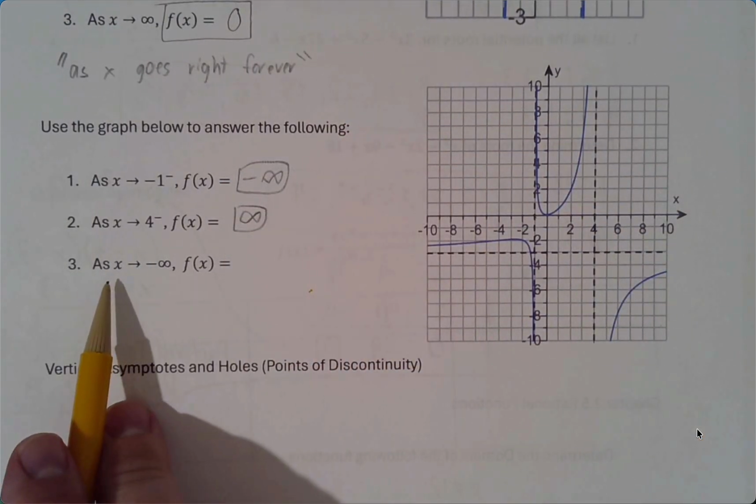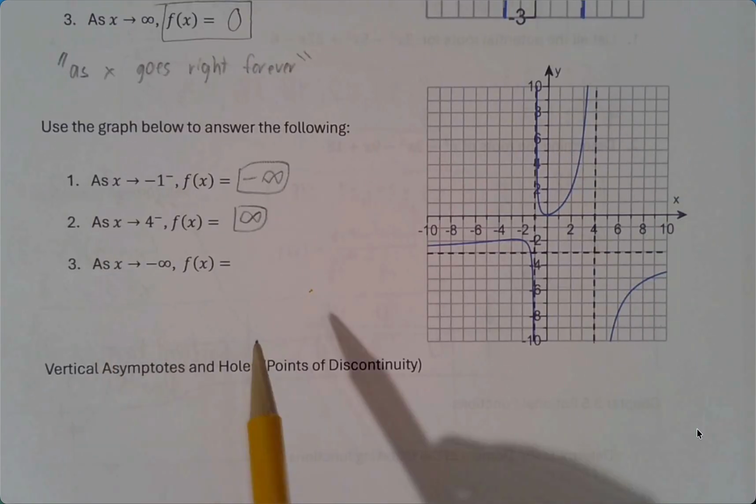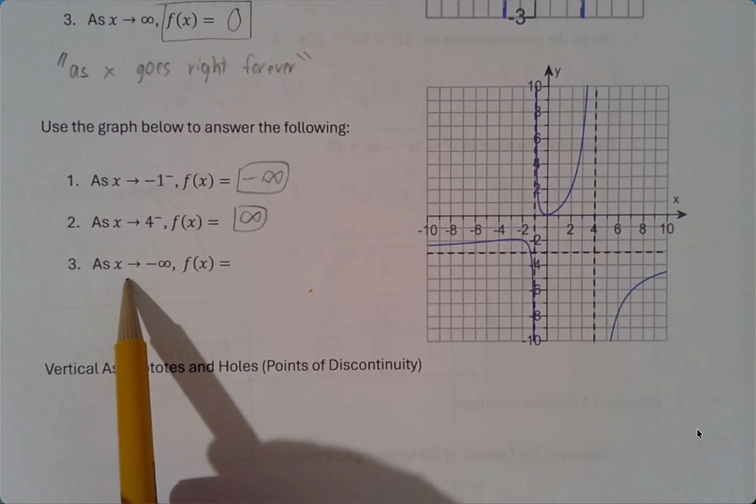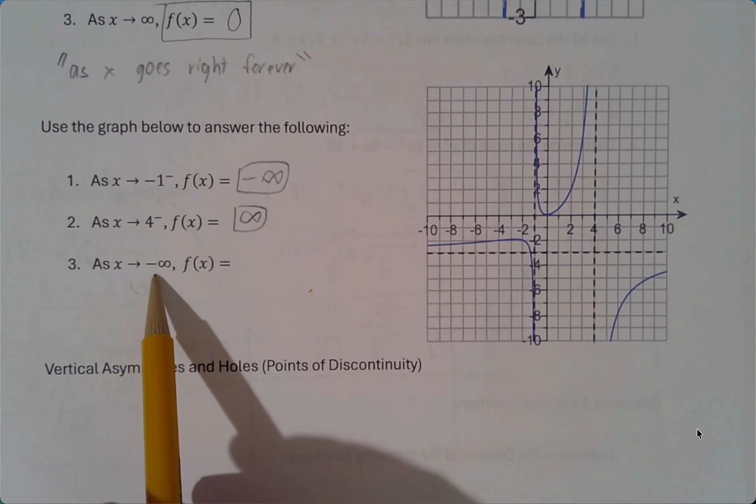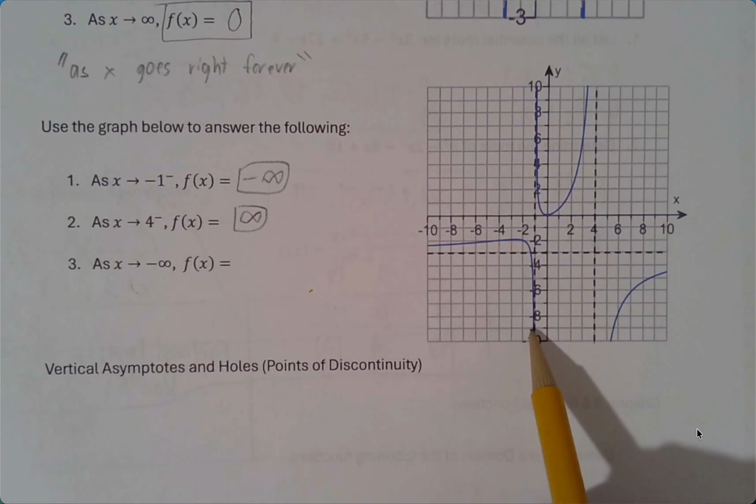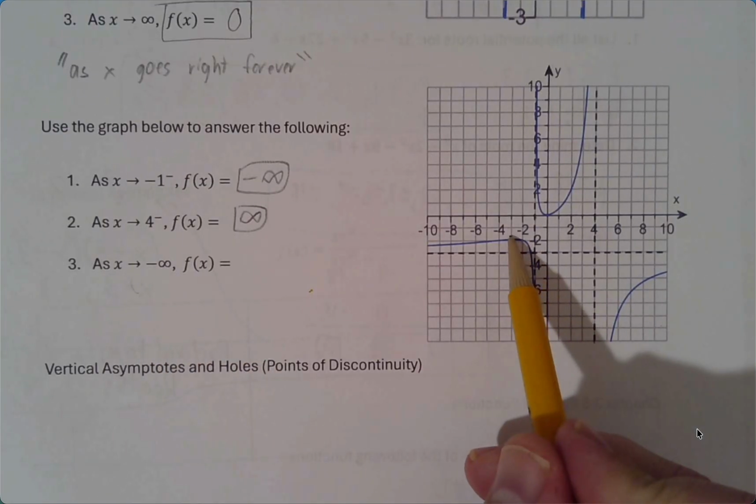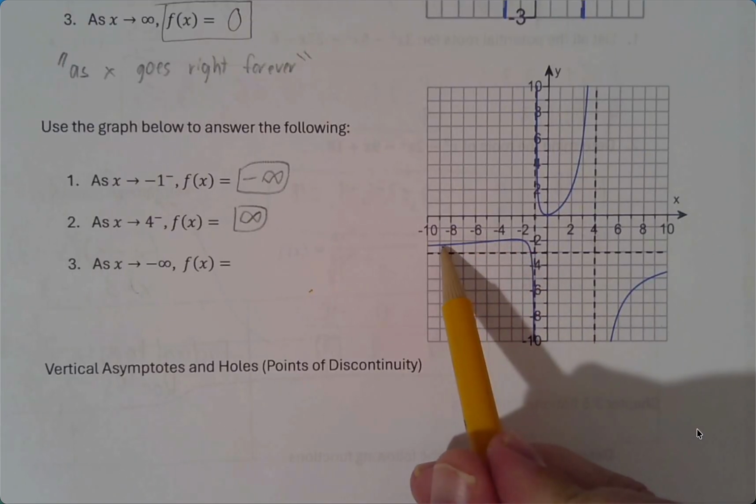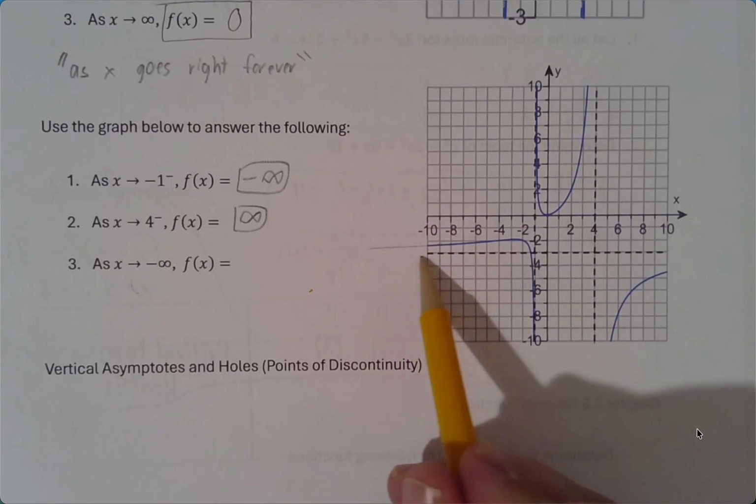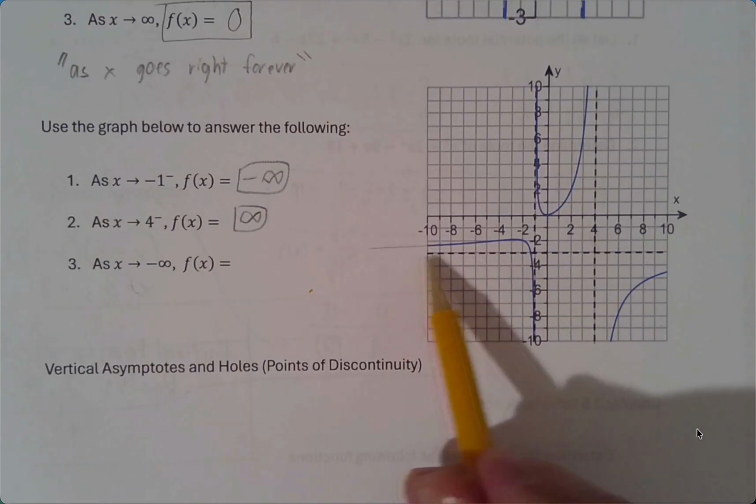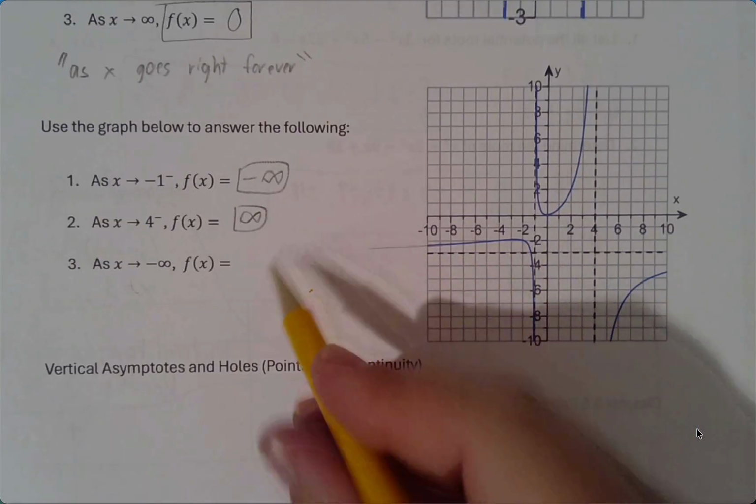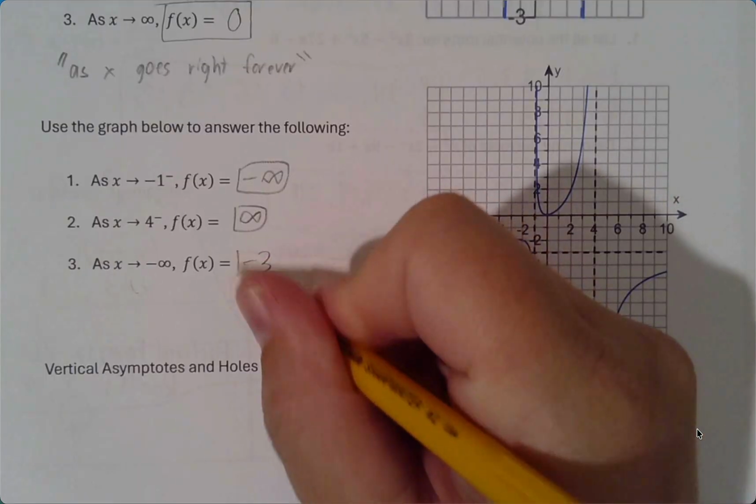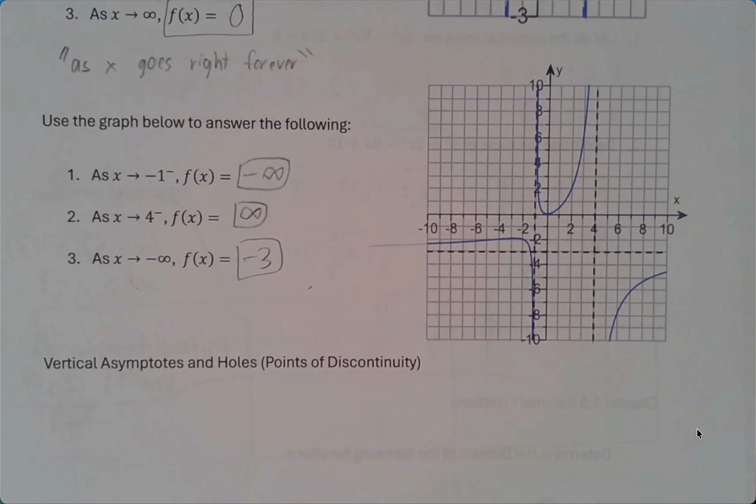Now, this one is the only other one we haven't quite seen, but we pretty much have. This is saying as x goes left forever. And as x goes left forever, take a look. As I go left forever, the last segment is over here, and as I follow it left forever, I continue to get closer and hug this line. Where's this line? It is the y value -3.